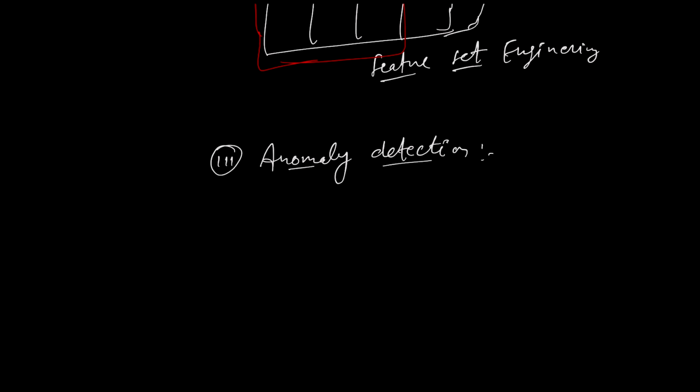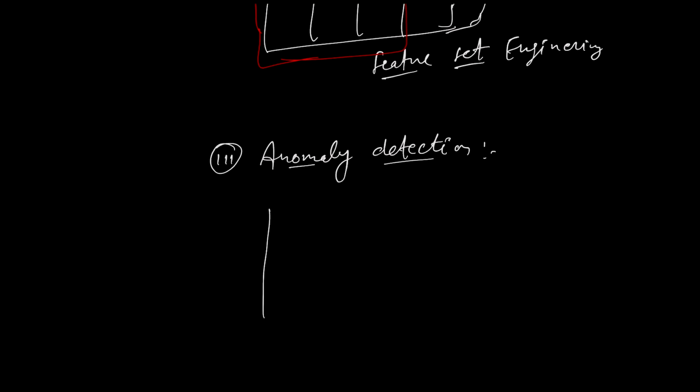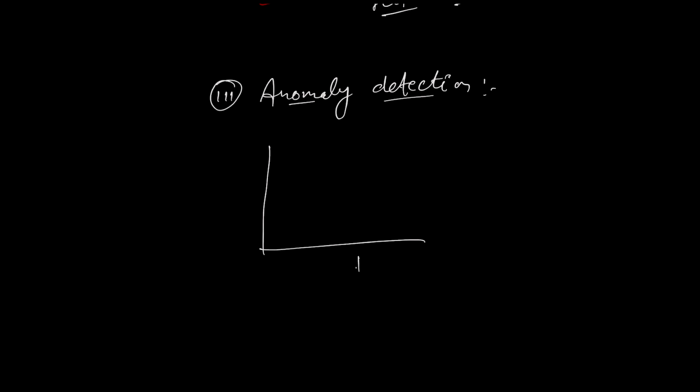What is the meaning of this? It is identifying unusual data points that differ significantly from the rest. Let's say spotting abnormal market behavior. So for example, we have a stock. Here is, let's say, time, and this is price.